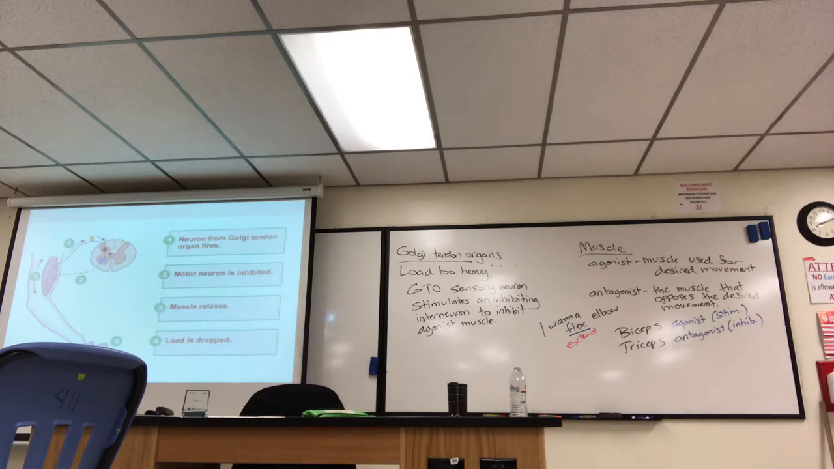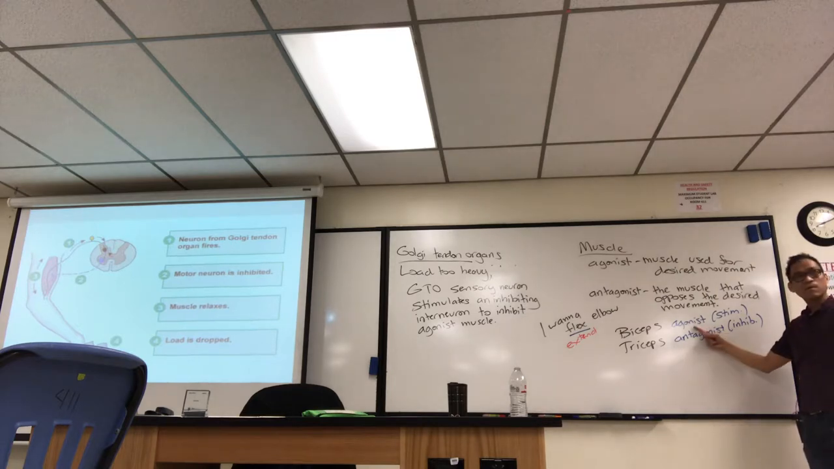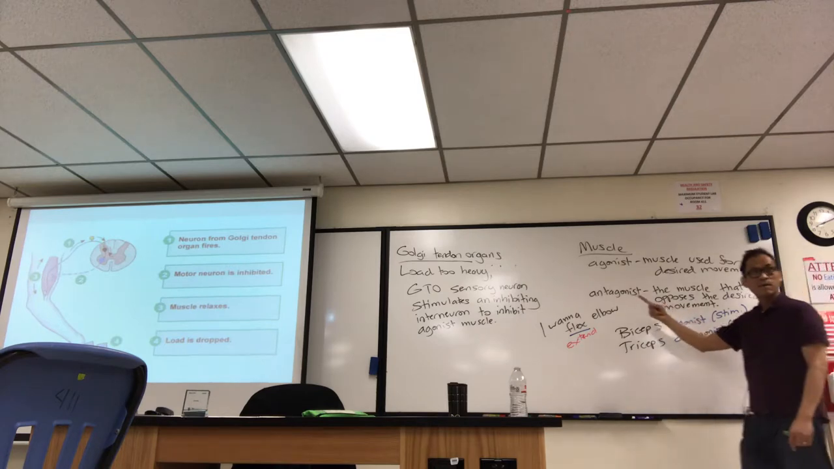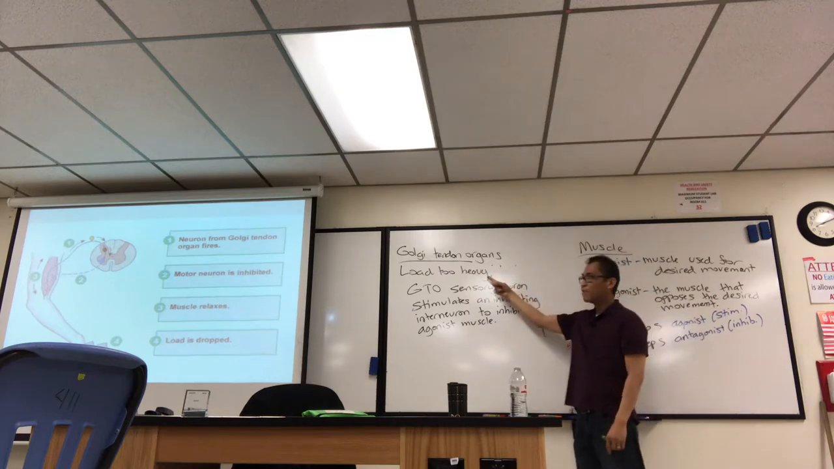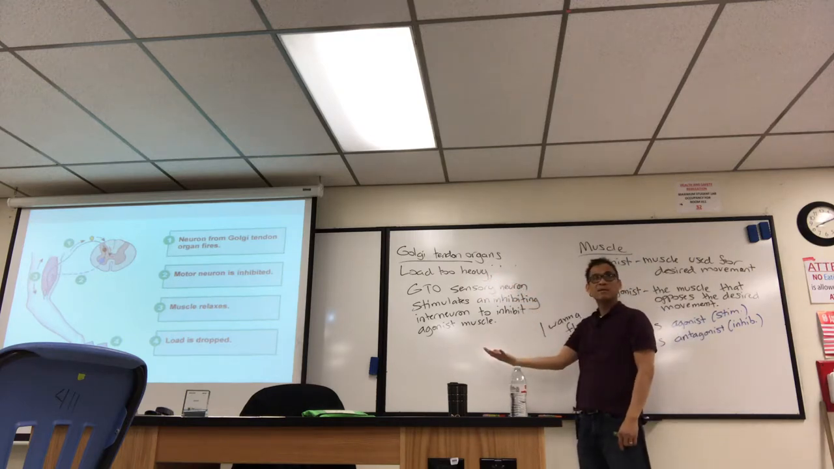Do you have any questions on that right now? Do you see why you dropped it? What muscle did you inhibit? The agonist muscle. Normally, you don't do that, right? Normally, this is what you do. Why did we inhibit the agonist in this example? It's too heavy. Can't handle it.